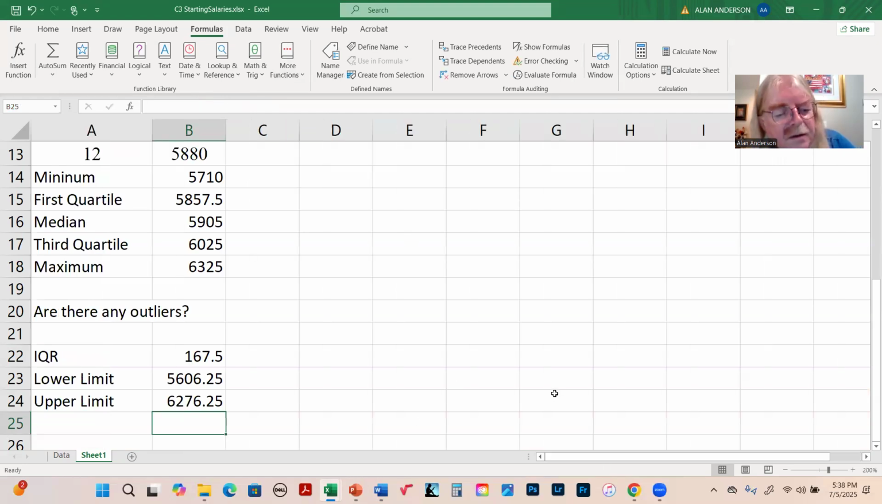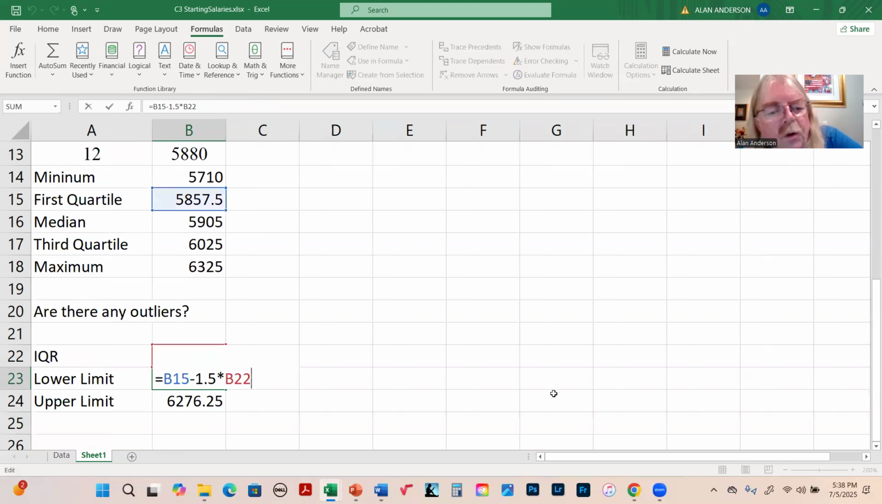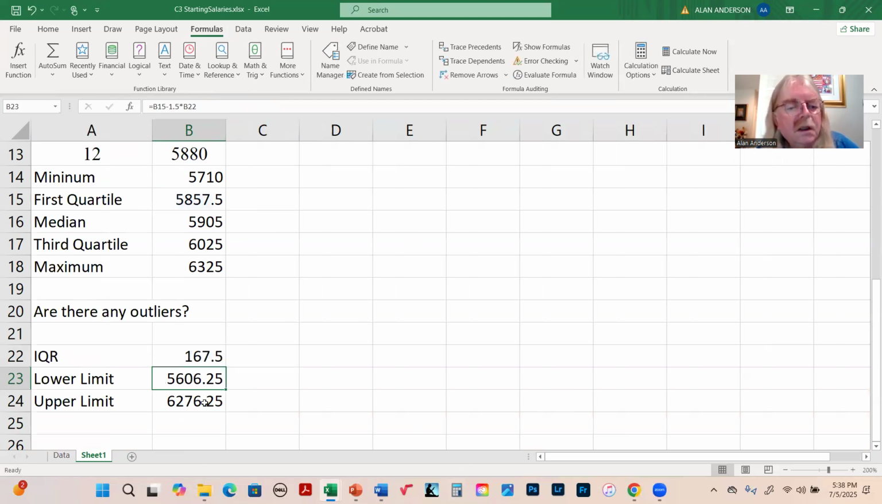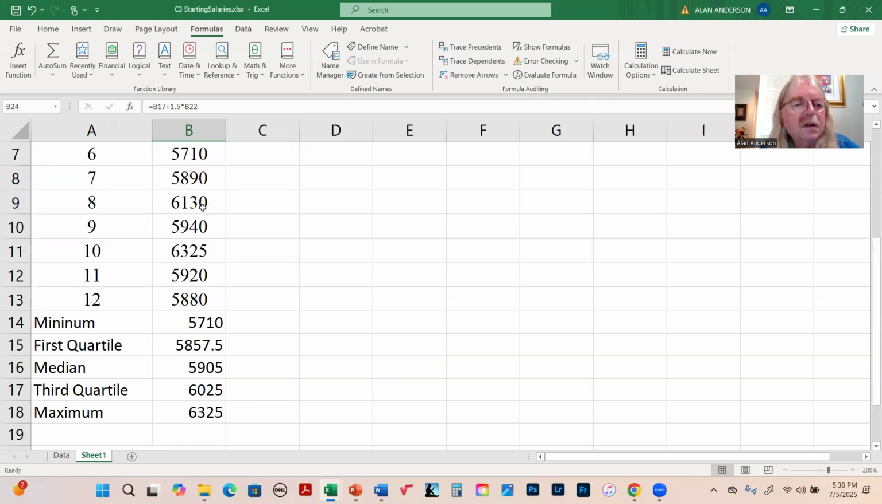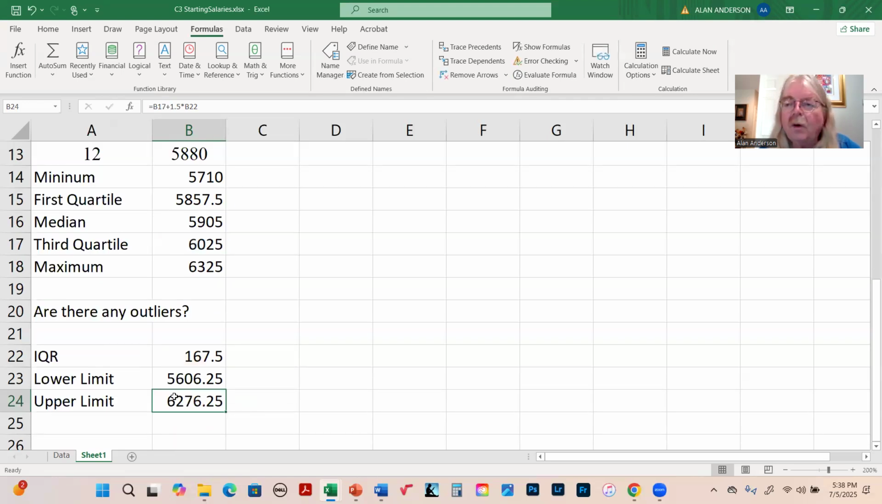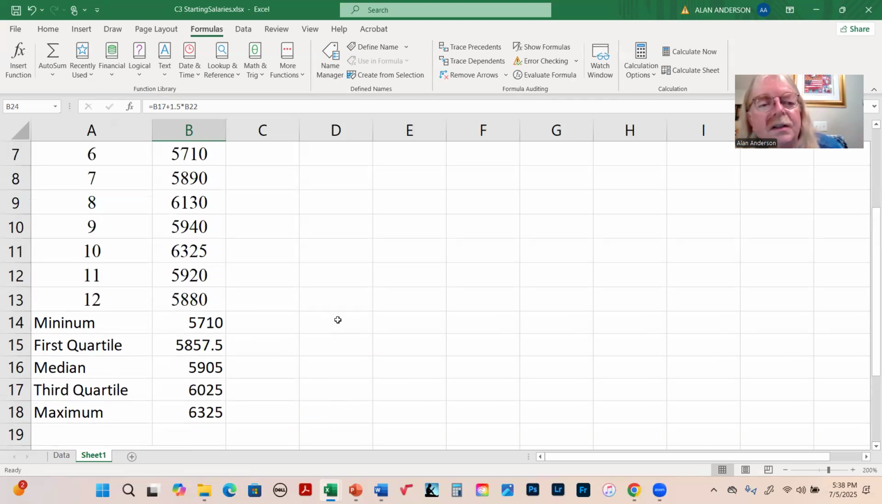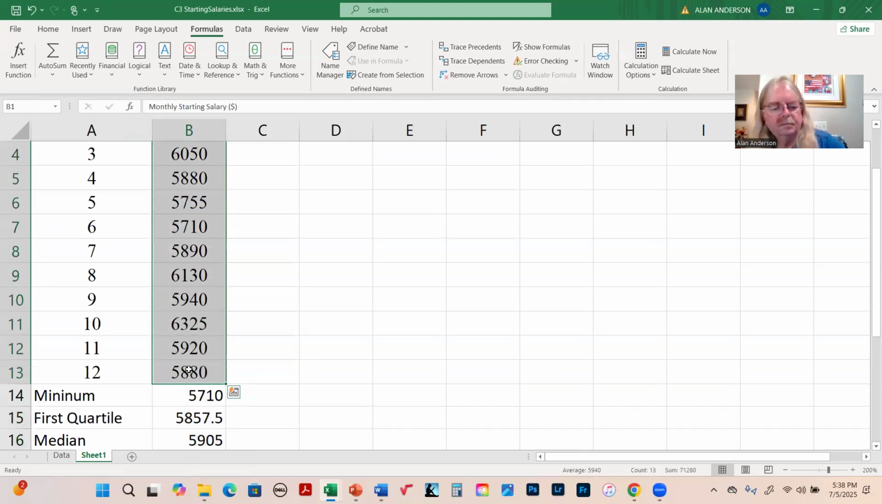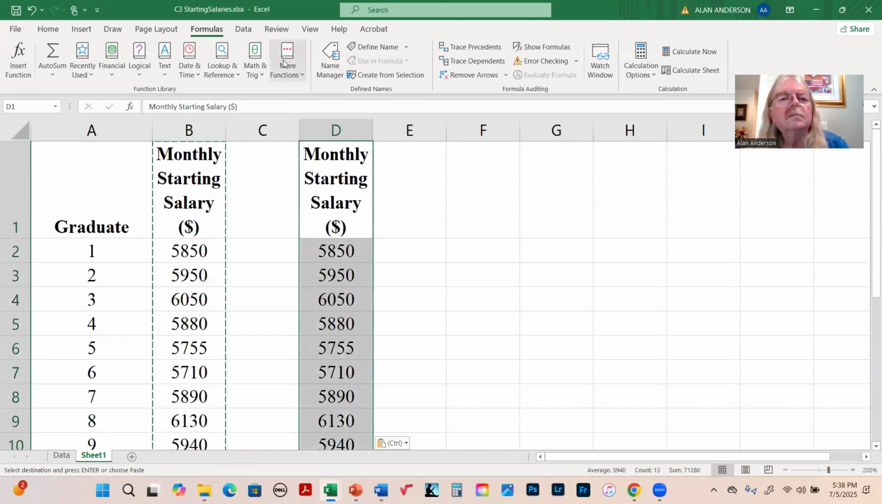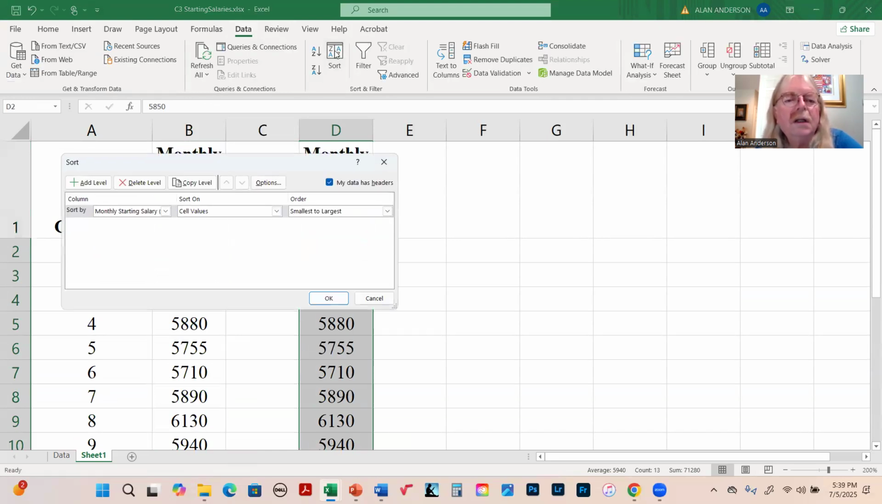All right, so once again, this is the first quartile minus 1.5 times the IQR. This one is the third quartile plus 1.5 IQRs. So if any of these values are outside that range, they would qualify as an outlier. Now it's going to be hard to see this unless these are sorted, so I'm going to sort them right now. From the data tab, sort from low to high.